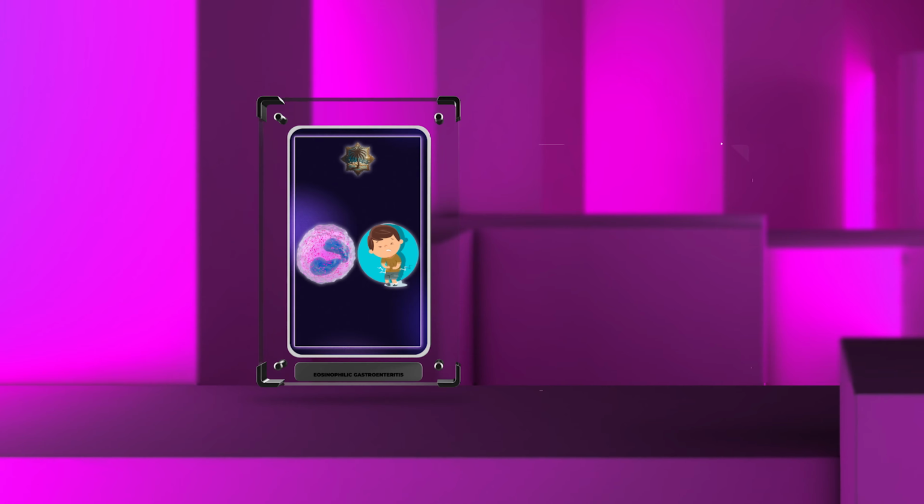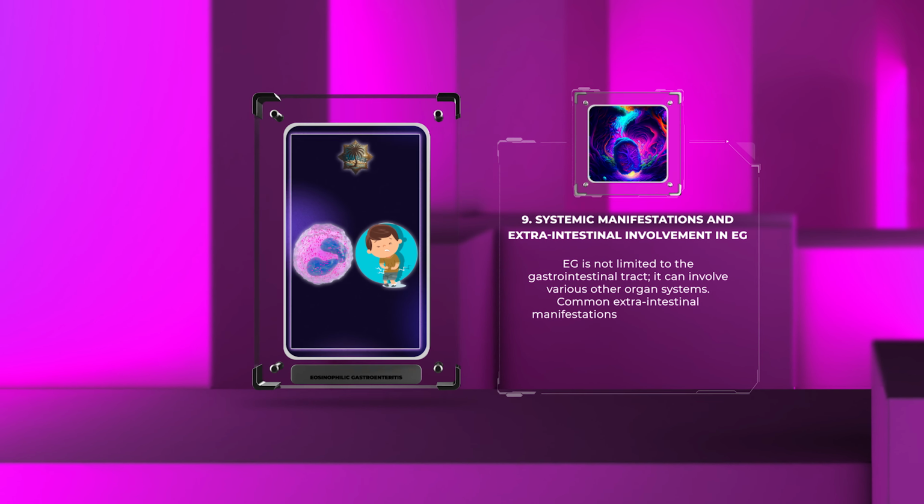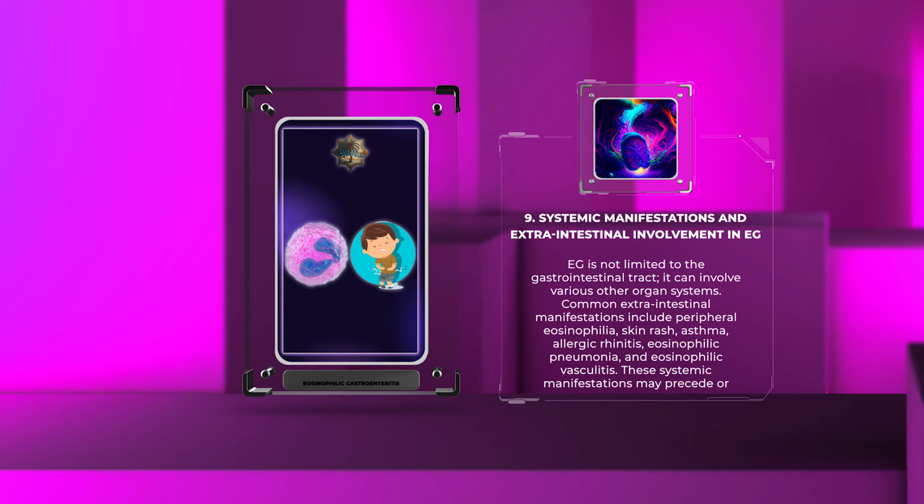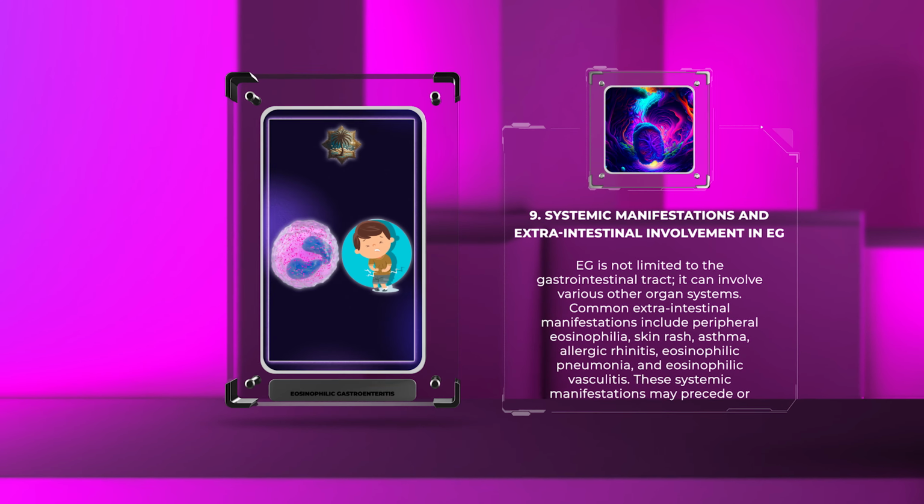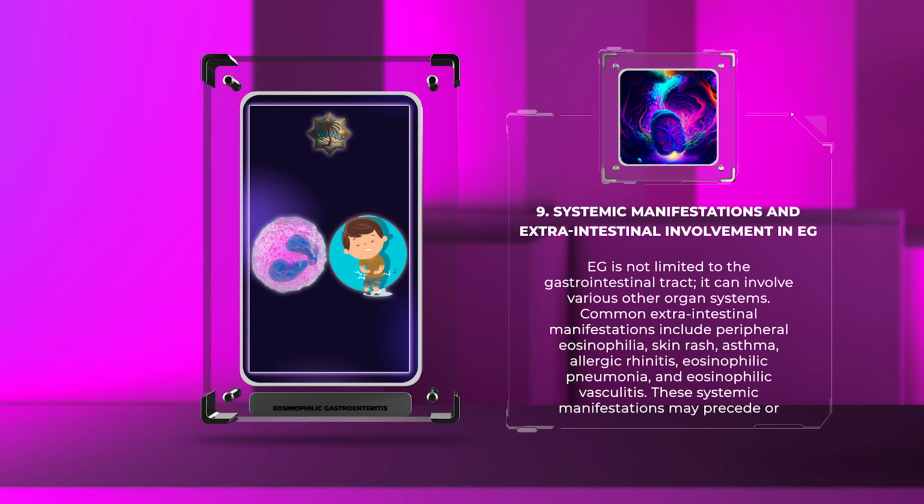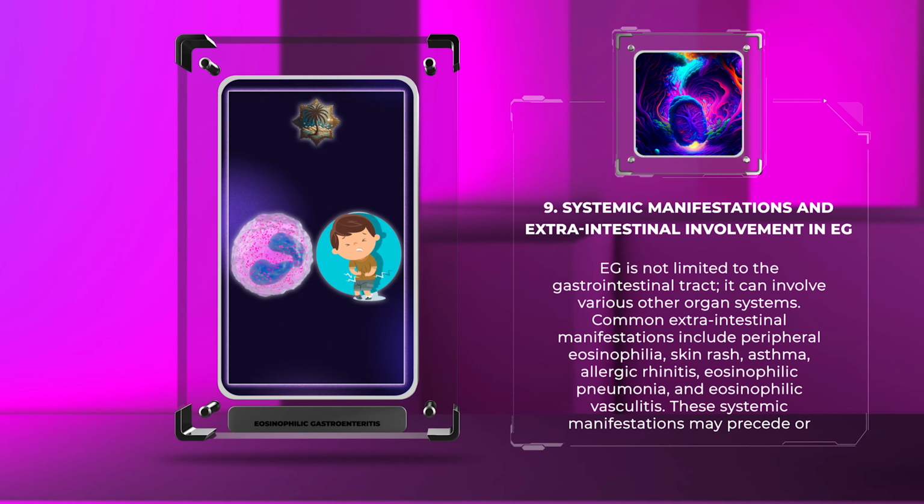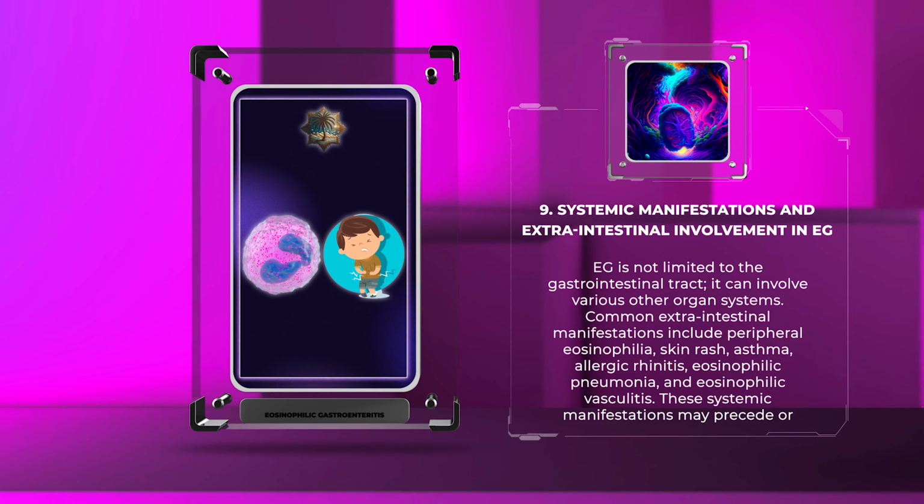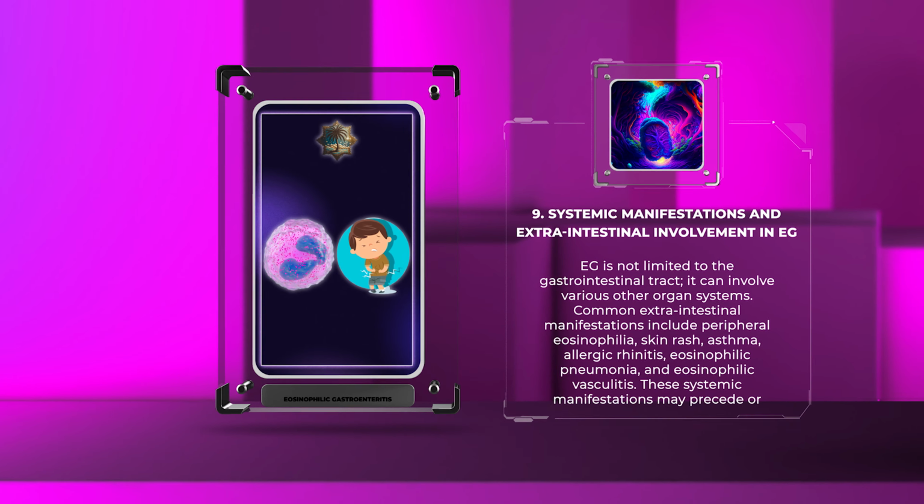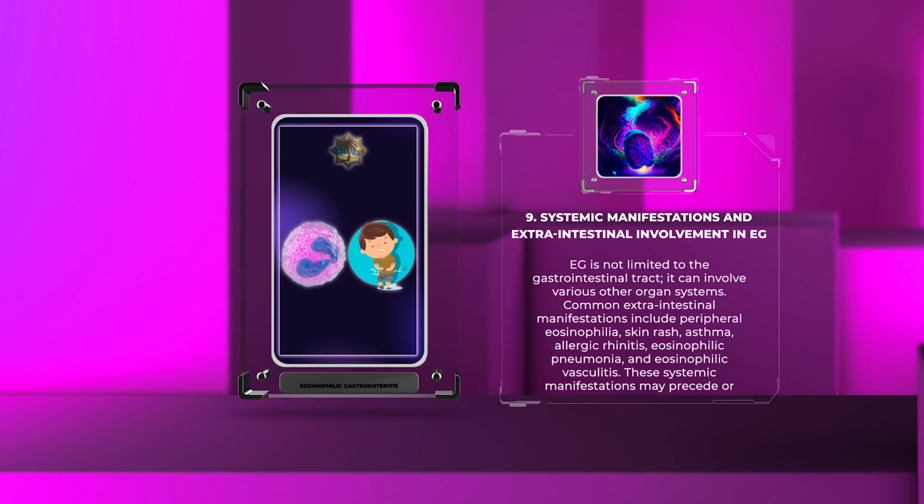EG is not limited to the gastrointestinal tract; it can involve various other organ systems. Common extraintestinal manifestations include peripheral eosinophilia, skin rash, asthma, allergic rhinitis, eosinophilic pneumonia, and eosinophilic vasculitis. These systemic manifestations may precede or coexist with gastrointestinal symptoms.